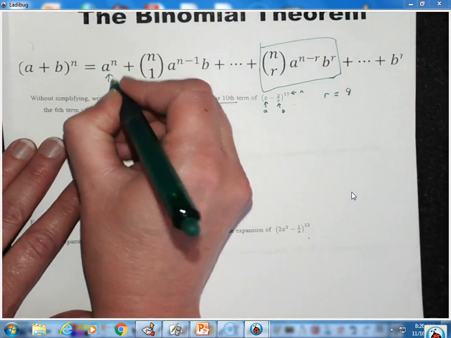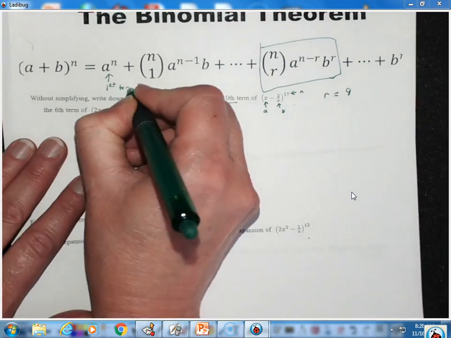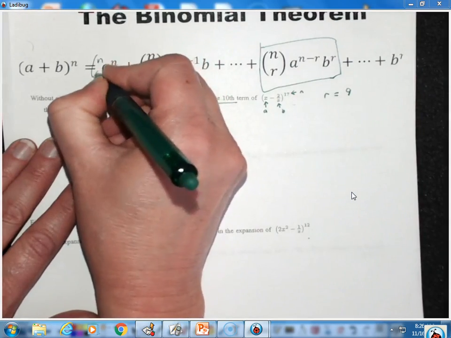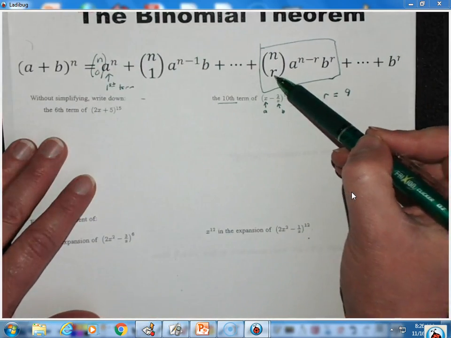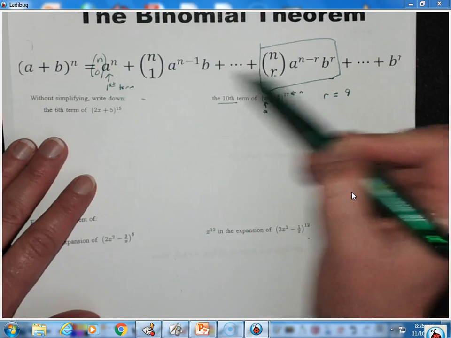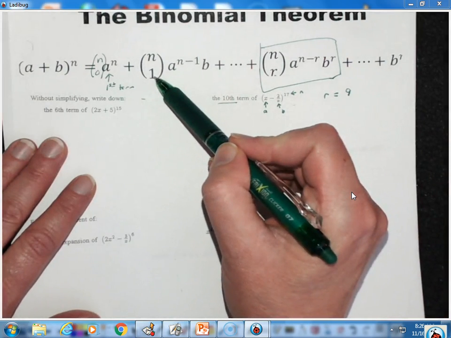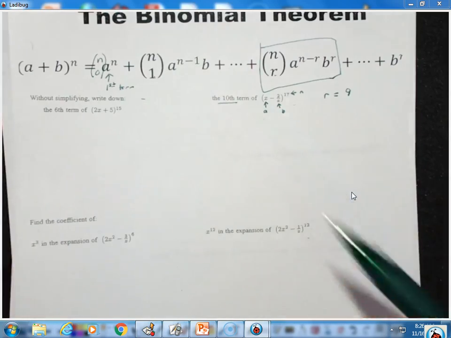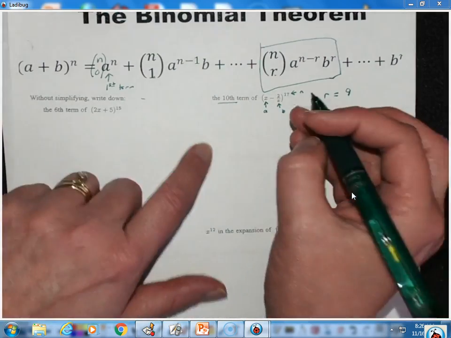So if you look, this is the first term, and that's R equals 0. Okay, so the R is in the position right here. So the second term has an R of 1. It's just always one less because we started with 0. So once you know that, this guy is really easy.